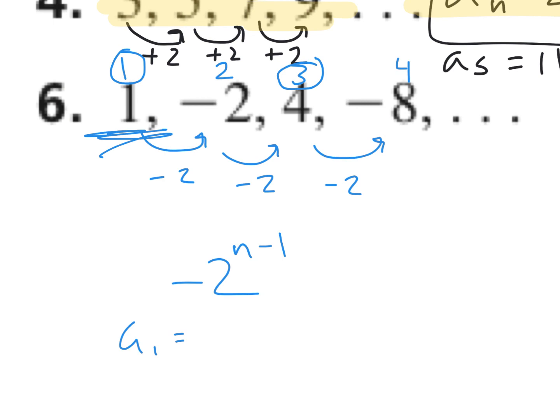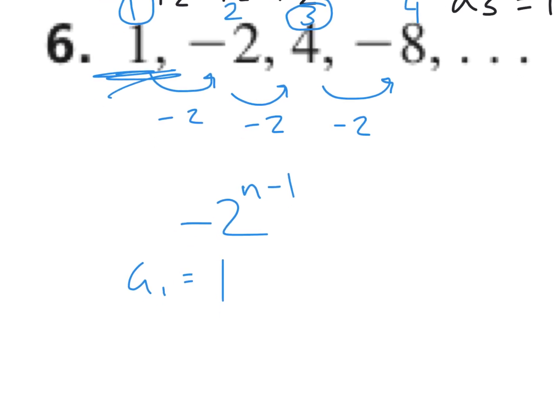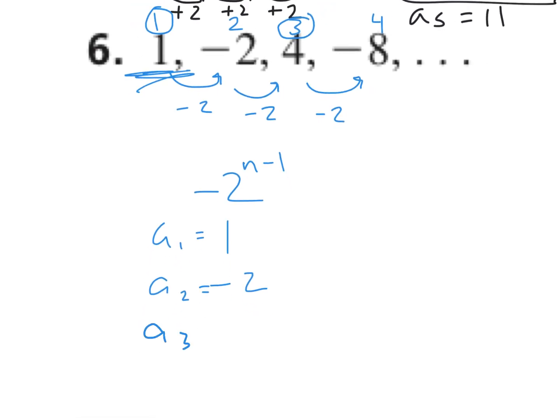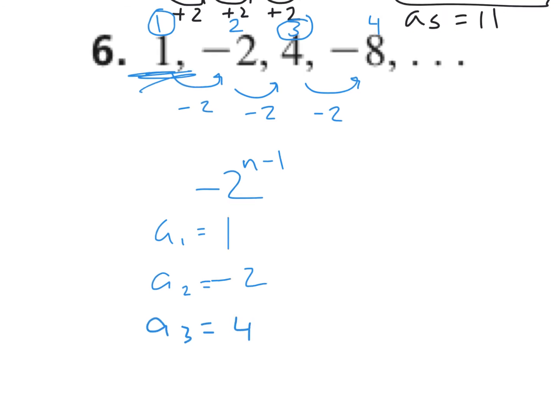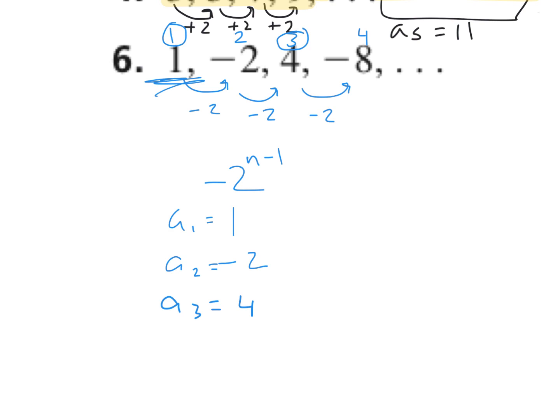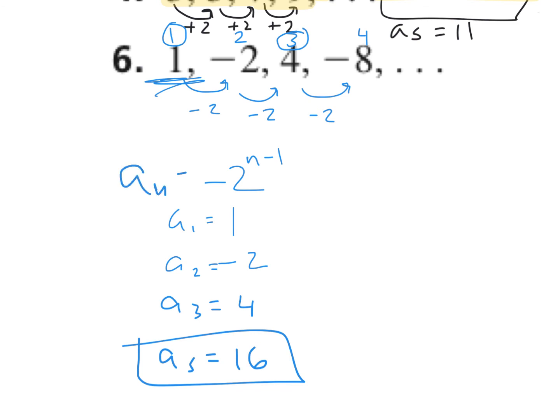So -2 to the power of 0 is 1. A sub 2 would be -2 to the power of 2 minus 1 is 1, so that would be -2. A sub 3 would be -2 to the third power, which is +4. So I think we're right. We're definitely right. Let's see what happens when we plug in 5. What would our 5th term of our series be? +16. Awesome. Yes. The more you practice, the easier they become.